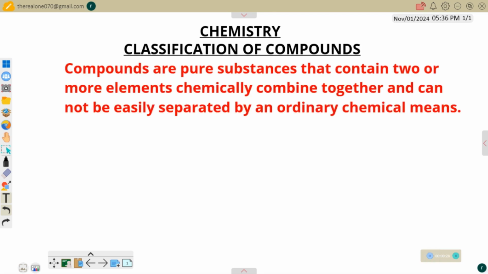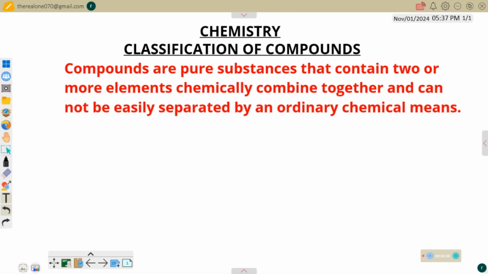All right, welcome back to this class. Let's consider classification of compounds. First, before the classification, compounds are pure substances that are composed of two or more elements chemically combined together and cannot be easily separated by ordinary chemical methods. We have presented this definition before, so we just have to consider it again before moving into the classification.